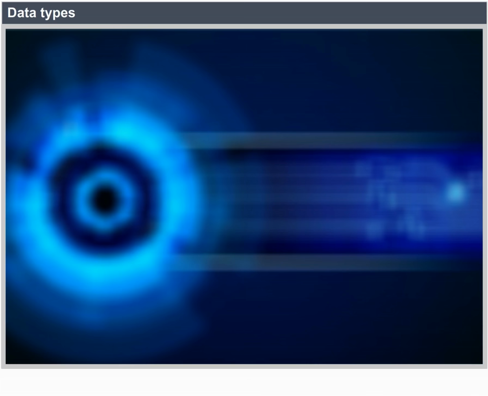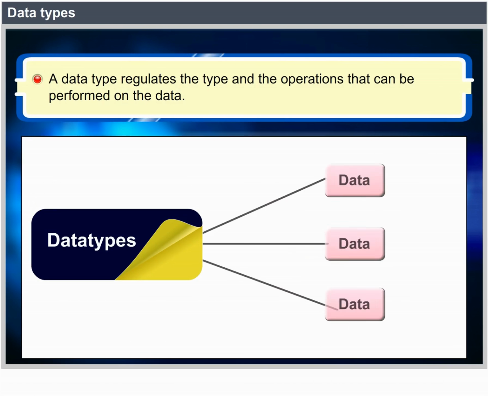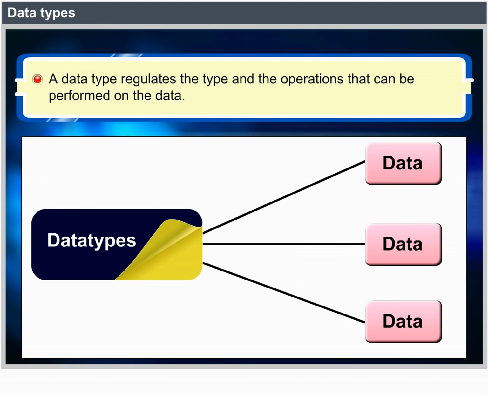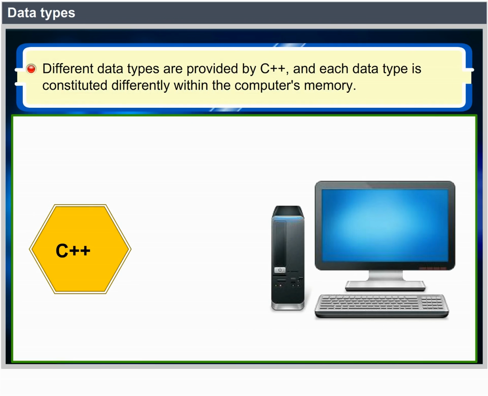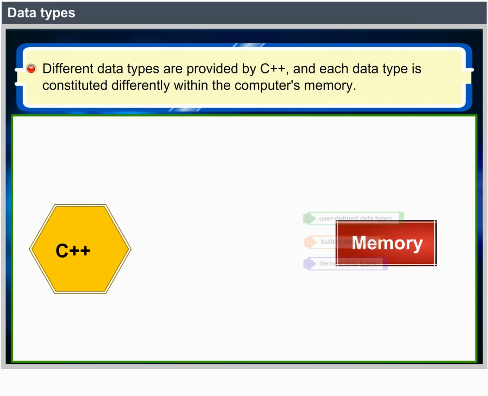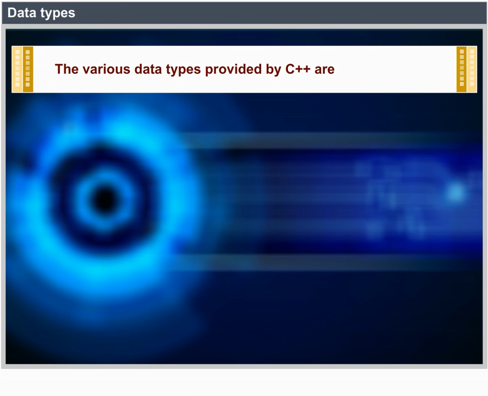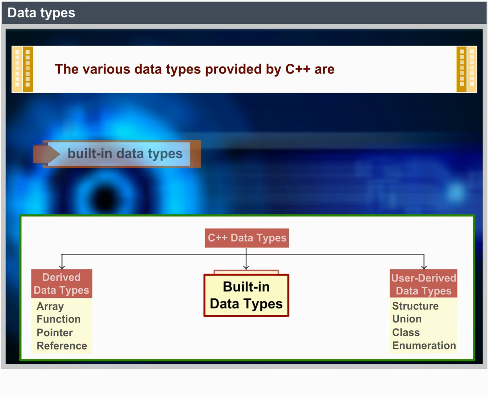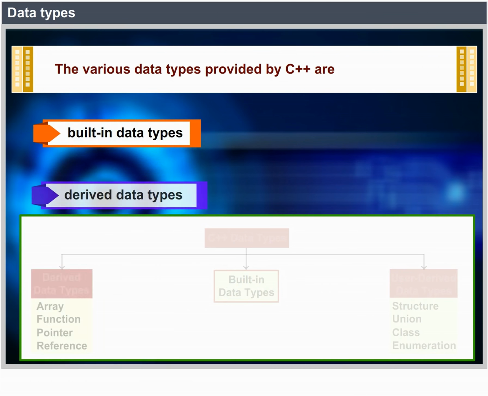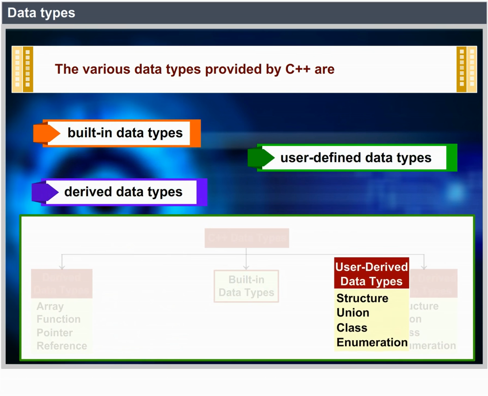Data types. A data type determines the type and operations that can be performed on the data. C++ provides various data types and each data type is represented differently within the computer's memory. The various data types provided by C++ are built-in data types, derived data types, and user-defined data types.